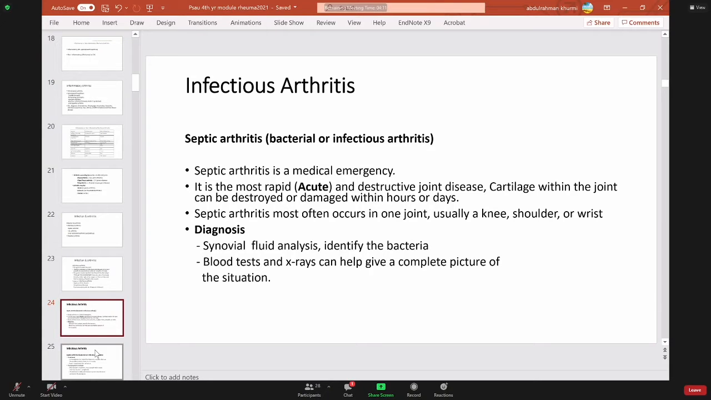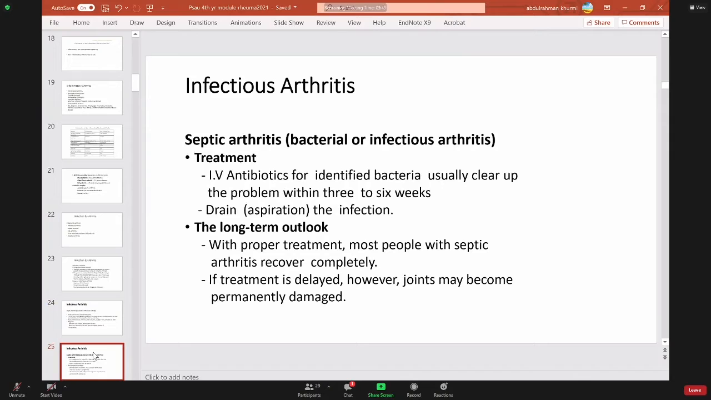How to diagnose infectious arthritis, Shabab? Aspiration. Aspiration and cultures. Aspiration, fluid analysis, cultures, blood cultures, and culture from the synovial fluid itself, and X-rays might help in doing that. Treatment with IV antibiotics and draining of the pus, and then after that you need to do rehabilitation of the joint.